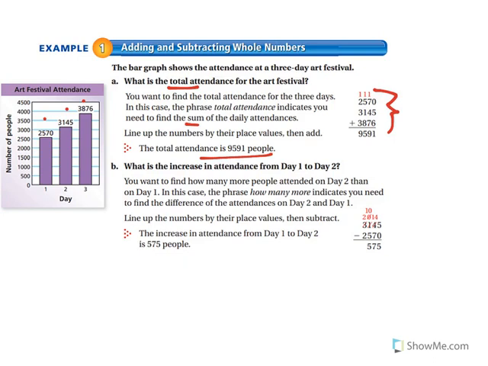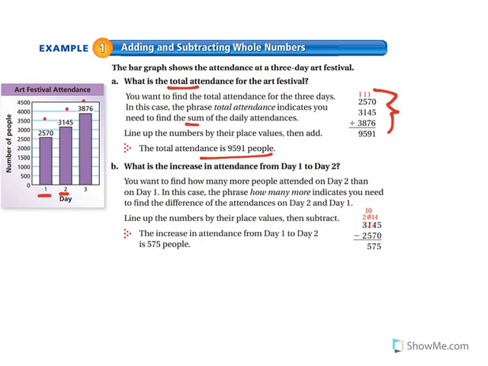We're going to subtract. So we're looking at day 1 and day 2. We're going to subtract or find the difference between these two numbers. And when dealing with these whole numbers, we're going to find the difference by subtracting the smaller number from the bigger number. Okay, so let's look over here. We have 3,145 minus 2,570. Well, to start off with, we have 5 minus 0 is 5, which is easy enough.